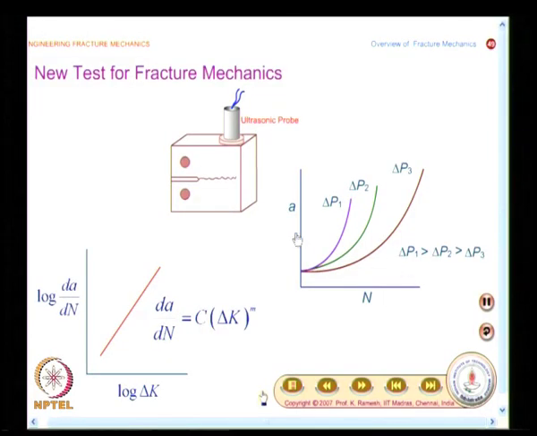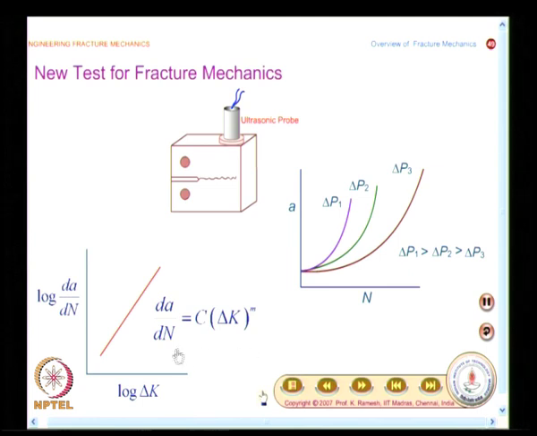Another important aspect is, for one material, if I have a number of such graphs, it will not be convenient from a design point of view. This data was analyzed and reduced very intelligently by Paris by replotting whatever data was collected on a different graph with log delta K on the x axis and log of dA by dN on the y axis, and you get a straight line, and this is known as the famous Paris law.